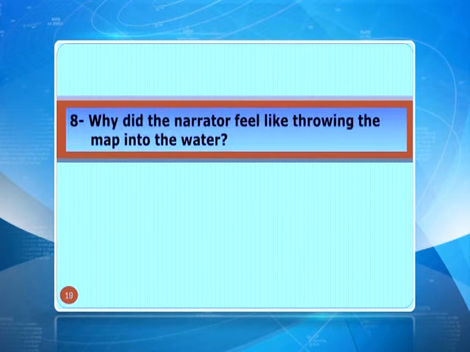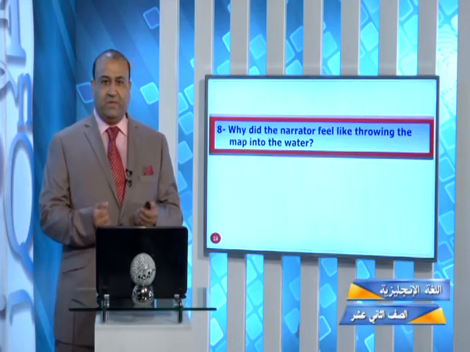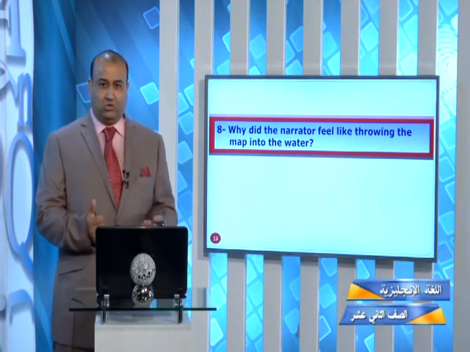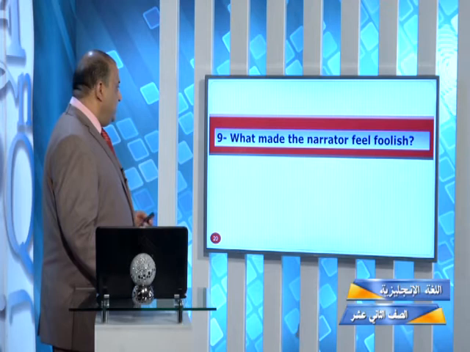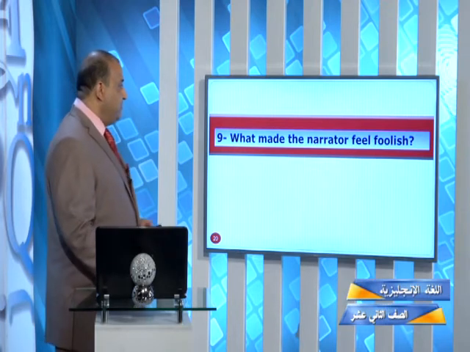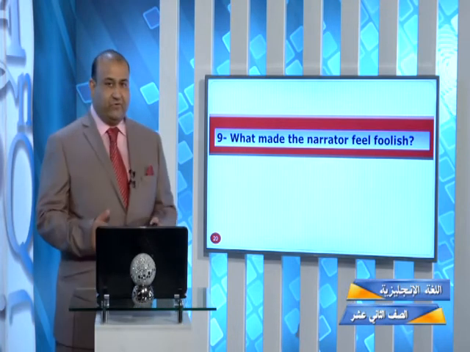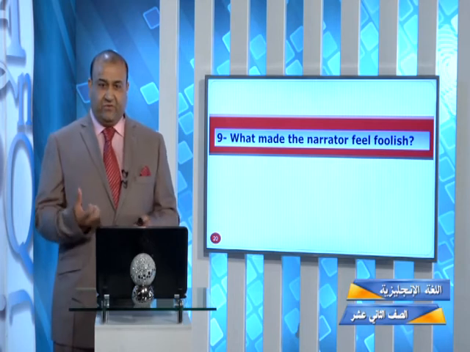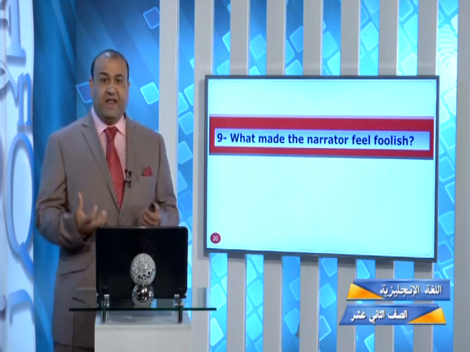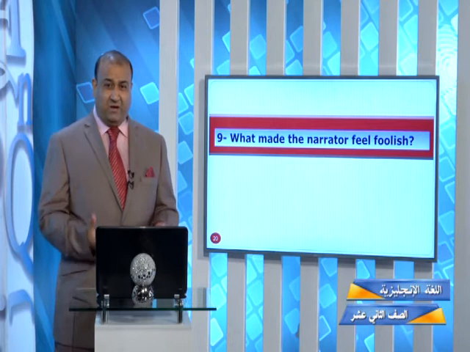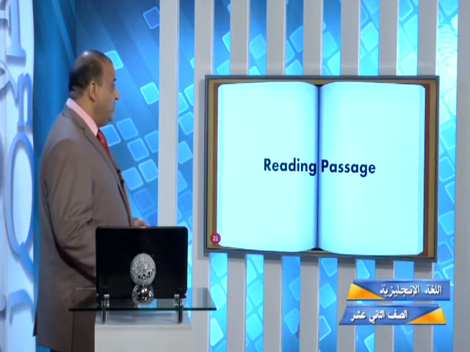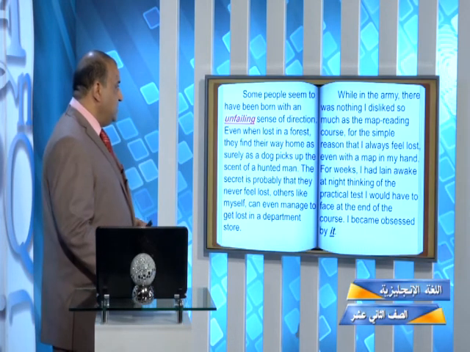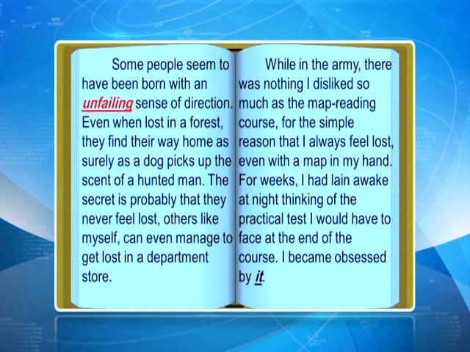Question 8, why did the narrator feel like throwing the map into the water? So it's clear from the questions that we are talking about a map, we are talking about soldiers. The last question is, what made the narrator feel foolish? After reading the questions, after grasping their meanings, after having an idea about what is going on in the passage, we read the passage. So concentrate here, follow with me.